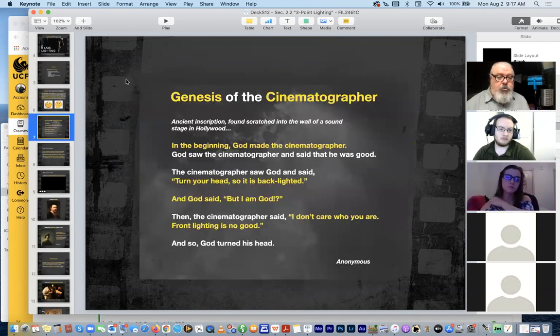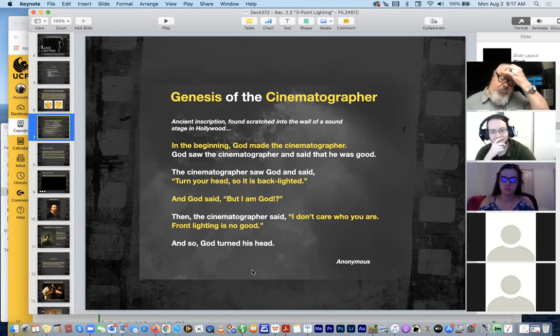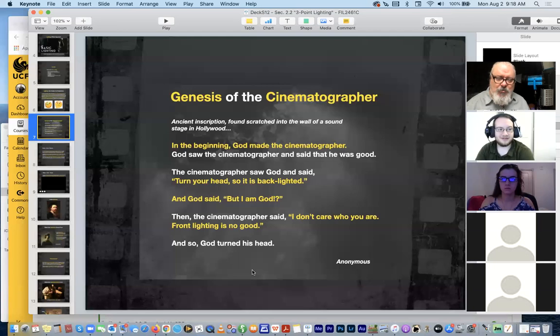There's a cute little limerick that came out of a book that I used to teach from called The Genesis of the Cinematographer. It's supposedly an inscription that was found in the timbers in the upstairs permanence in the stage in Hollywood. It goes like this: In the beginning, God made the cinematographer. God saw the cinematographer and said that he was good. The cinematographer saw God and said, "Turn your head so it's backlighted." And God said, "Why? I'm God." And the cinematographer said, "I don't care who you are. Backlight, front lighting is no good." And so God turned his head.